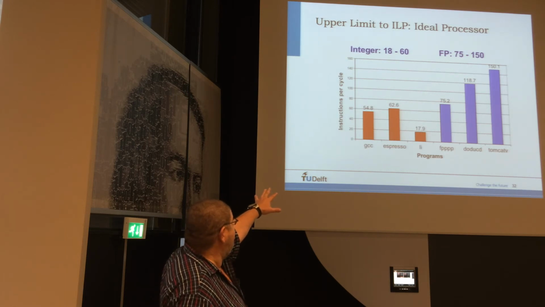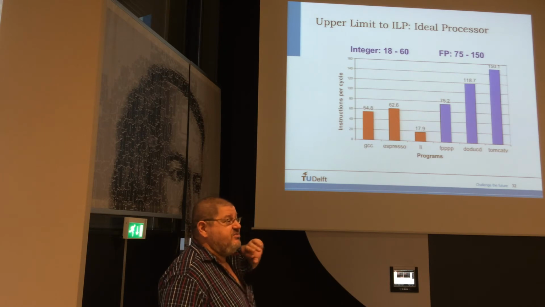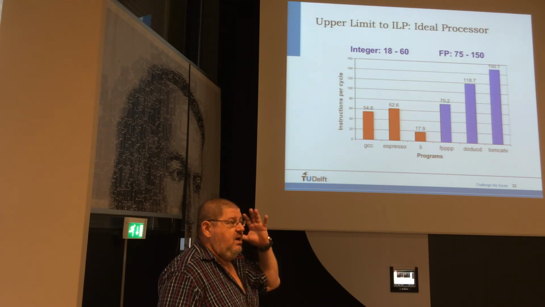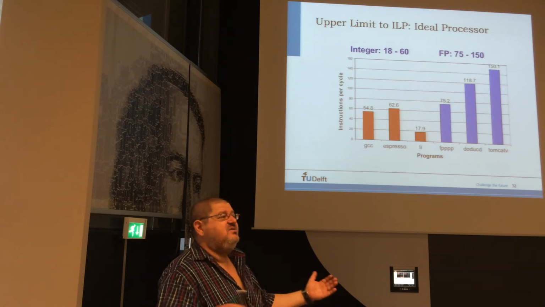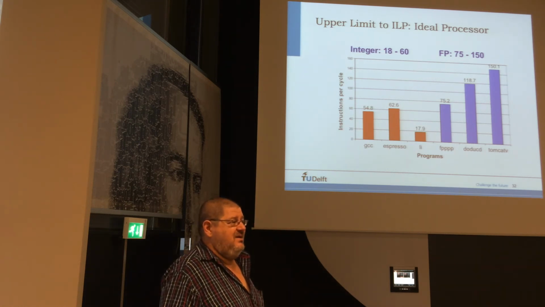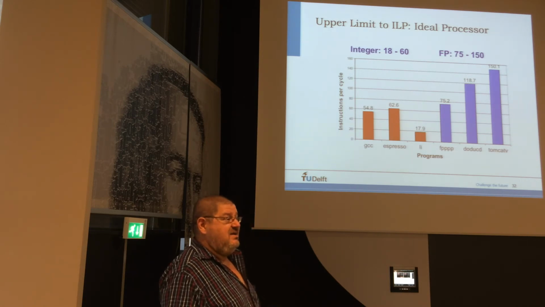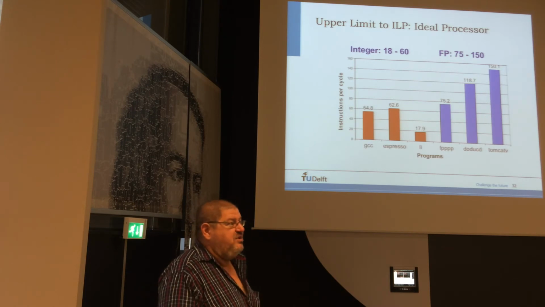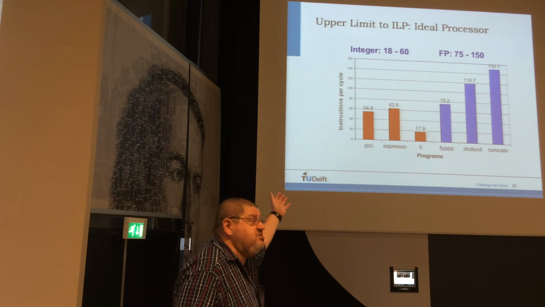But the simulations were done on this ideal machine, and this is what we see. For integer, we can go up to 60 instructions per cycle in this machine. Then there is a limit, even though I have infinite resources. Then when I start allocating resources, if I get to 60, I should stop, because it will not make sense to put more, because I cannot get more. Not on those benchmarks, for sure.